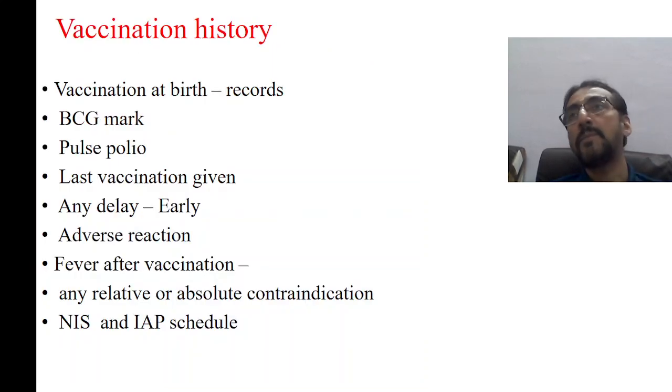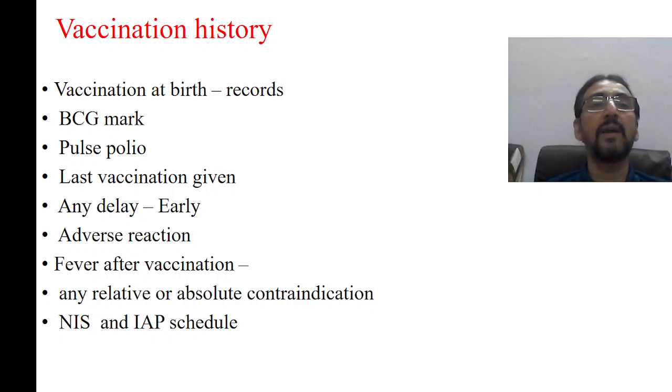Anyway, one more important history which has to be asked in children is vaccination history. When I talk about vaccination history, we have to look into the vaccination at birth. At birth, what vaccinations are given, and the records. We have to look into the records. Usually vaccination records will be there, and there you have to verify. Then you have to look into the BCG mark to check whether the BCG has been given or not.